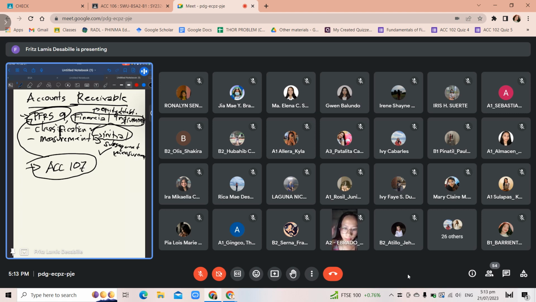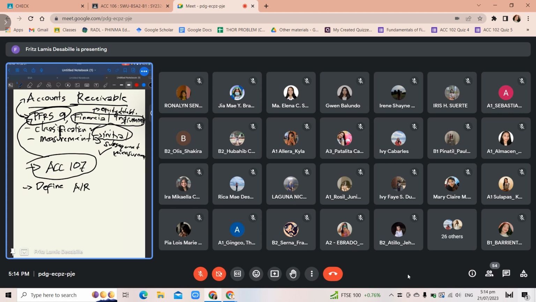And one of the accounts which is in scope of the standard is accounts receivable. Accounts receivable is kind of okay lang compared sa uban. So it's kind of the most basic financial instrument in terms of financial assets. Okay, now let's define. So of course, when we start our discussion, let us first define what is an accounts receivable.